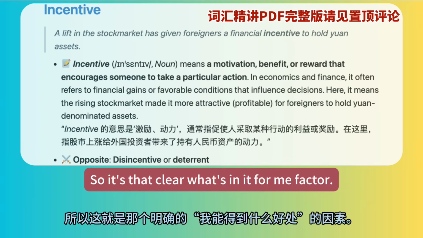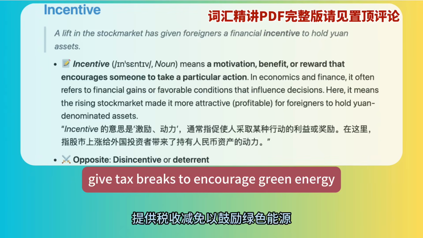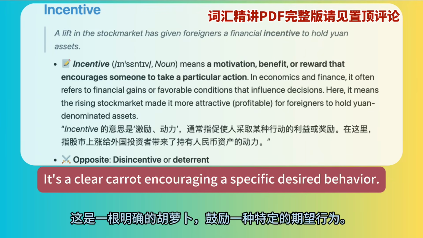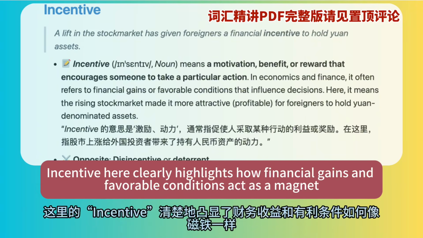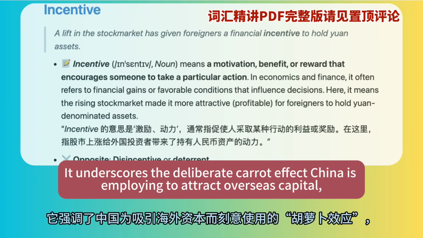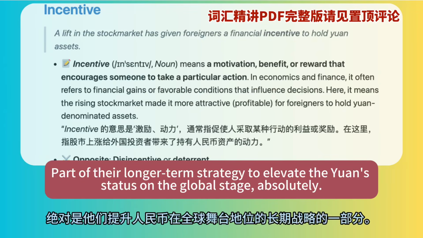So it's that clear what's in it for me factor. Pretty much. Like when a company offers employees bonuses as an incentive to hit targets, or governments give tax breaks to encourage green energy investments. Exactly. It's a clear carrot encouraging a specific desired behavior. Okay. Incentive here clearly highlights how financial gains and favorable conditions act as a magnet, drawing foreign investors towards yuan assets. It underscores the deliberate carrot effect China is employing to attract overseas capital, rather than a disincentive or deterrent which would discourage investment. It's part of the bigger strategy. Part of their longer-term strategy to elevate the yuan's status on the global stage, absolutely.